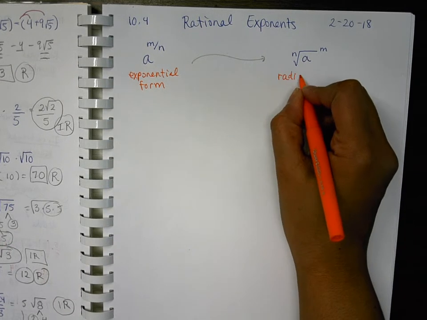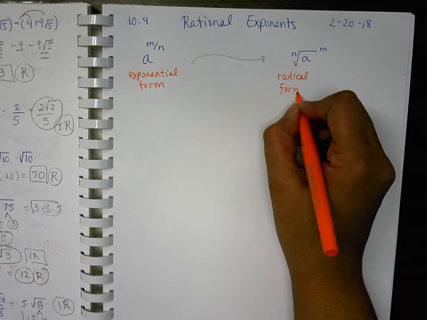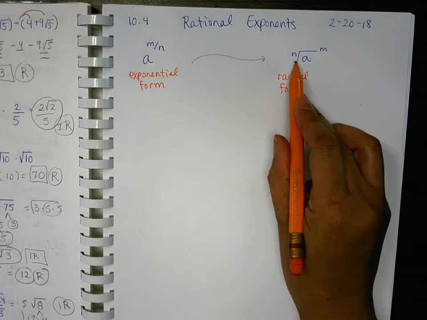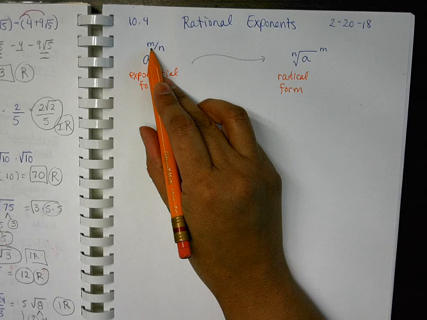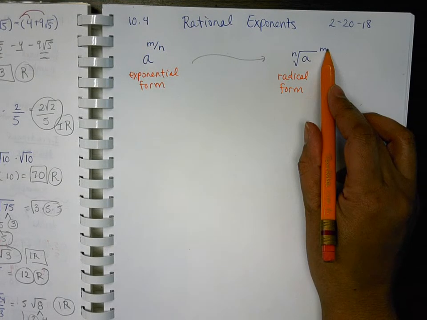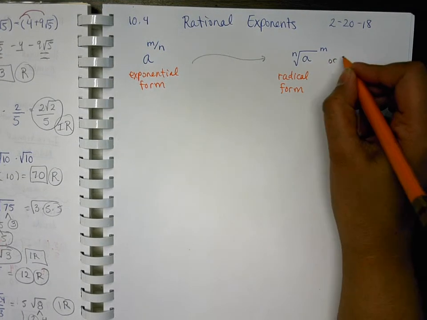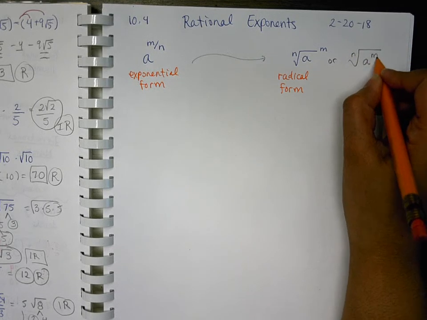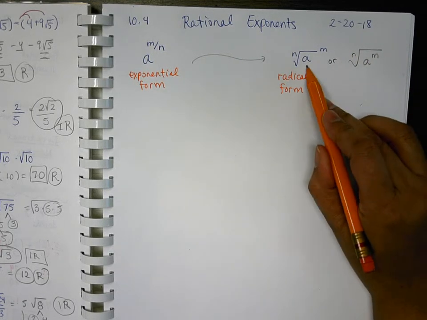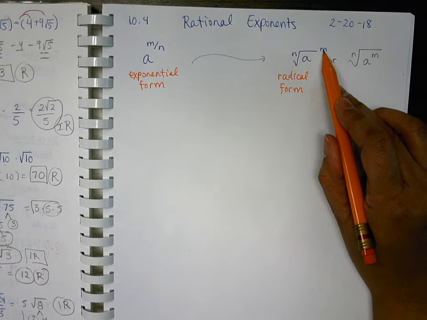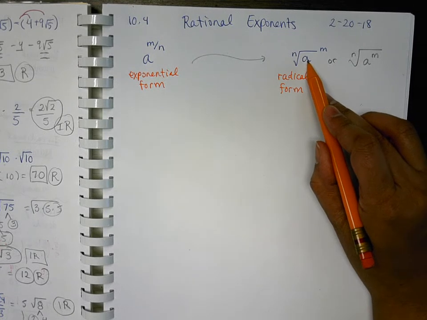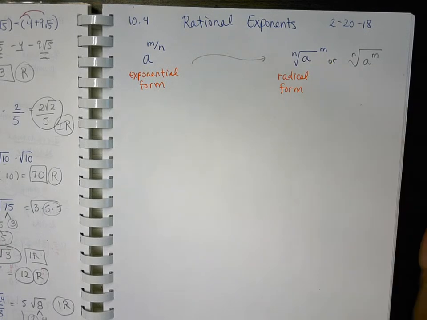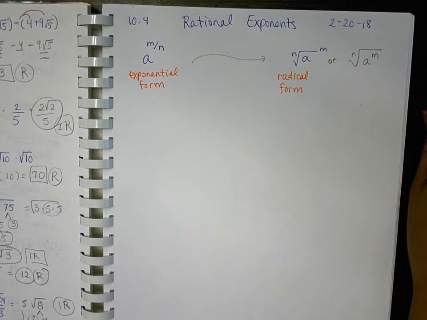All right. Now, what you need to know when you're going back and forth today is what goes where. The denominator goes there as your radical. Your numerator, the top number, goes as your power. Now, I'm going to put a little or here. Nth root of a to the m power. It does not matter if you put your m power exponent on your number or letter on the inside or on the outside. Got it? Does that make sense? All right.